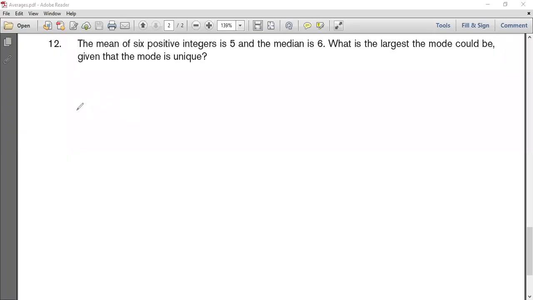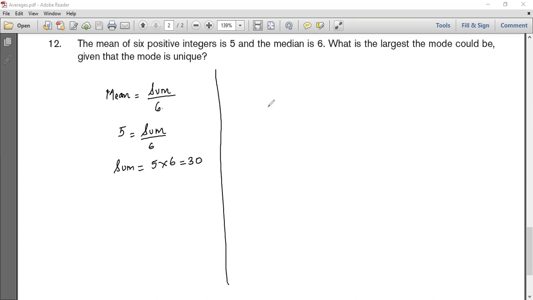Now let's read the last question. Question number 12. The mean of 6 positive integers is 5 and the median is 6. What is the largest the mode could be, given that the mode is a unique number? That means a unique mode cannot be repeated, or there cannot be two modes. So let's just start with whatever is given to us. Now the question is, what is the formula for mean? Mean is the sum of all observations over the number of observations. So in this case, the number of observations is 6, the mean is 5. Therefore, the sum of all observations here will be 5 times 6, which will be 30.